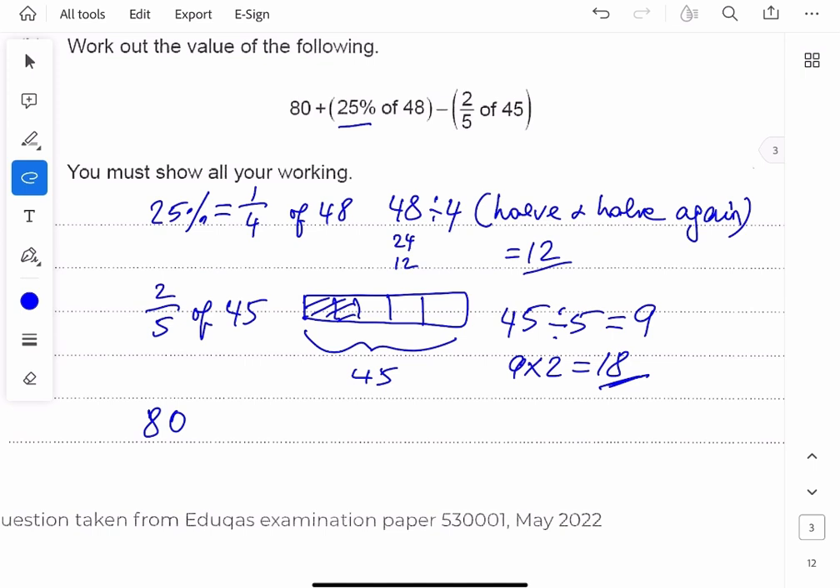So we now need to add 80 and 12. And take away 18 from it. So the answer is 74.